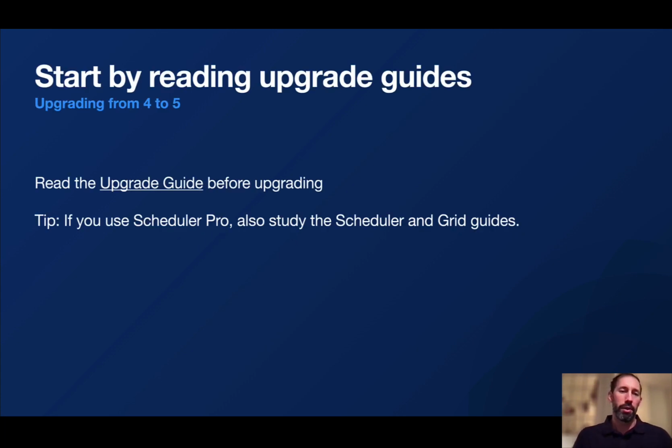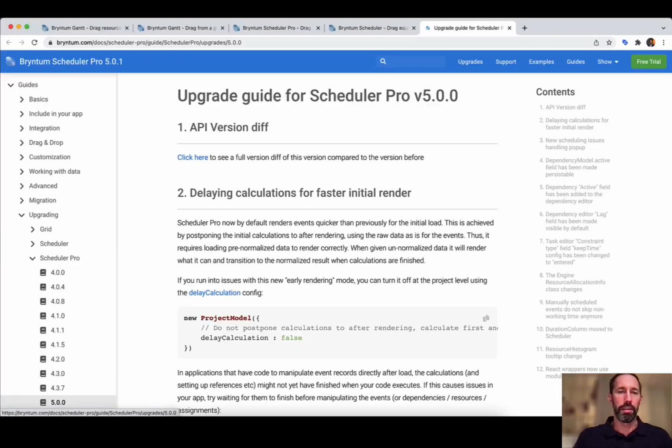So before you even start upgrading, we recommend that you start by reading the upgrade guide of the product that you have licensed. So let's say you have licensed the Scheduler Pro. That means you need to study its upgrade guide. And since the Scheduler Pro is a subclass of the scheduler and then the grid, you need to study those guides as well.